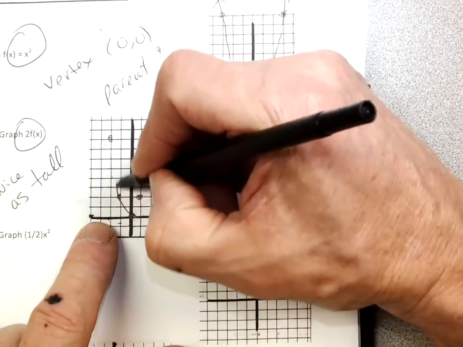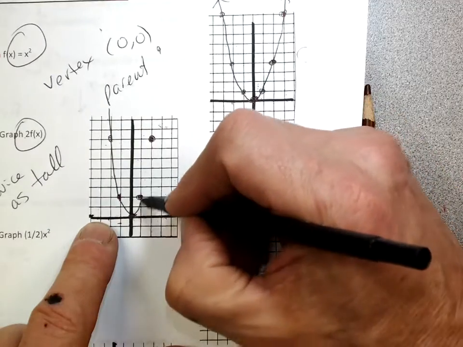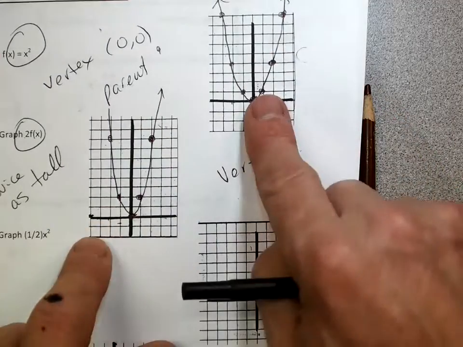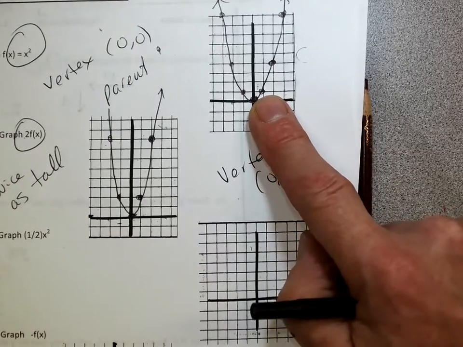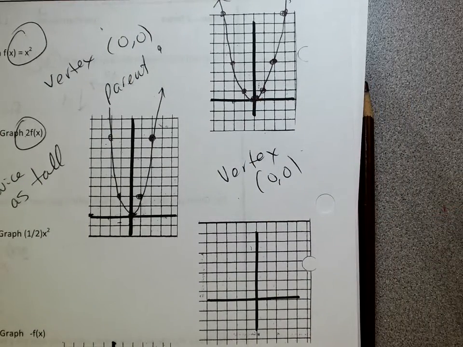the graph. So if I compare this graph to the parent graph, they're the same shape, aren't they? Except for this one's twice as tall. You could say it's skinnier. I'd go along with that. But I really want you to say it's twice as tall, okay? Does that make sense? It's stretched, right? All right.